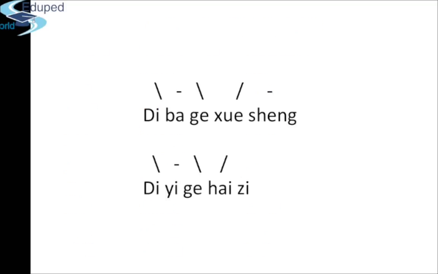If a noun follows the ordinal number, a classifier needs to go in between, such as in these two sentences. 第八个学生, the eighth student. You should remember 个. When we discussed classifiers, we introduced the word 个 as an all-purpose classifier. If you don't know which classifier to use, you can use 个, and it can't be wrong. 第一个孩子, the first child.